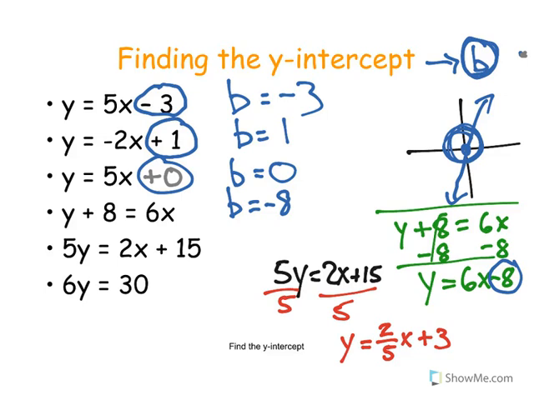So now finally we can answer our question. What's my constant when I solve it for y? It's 3.